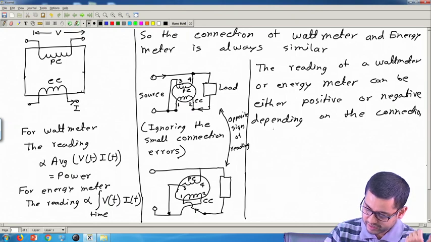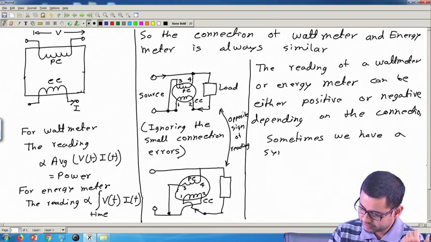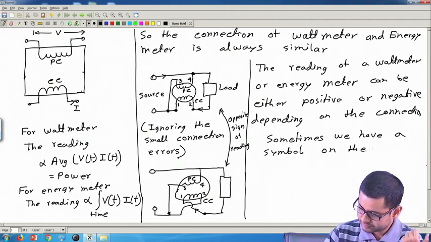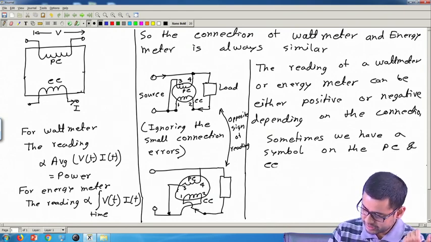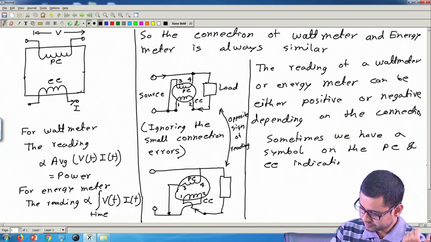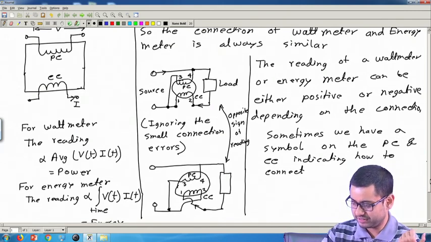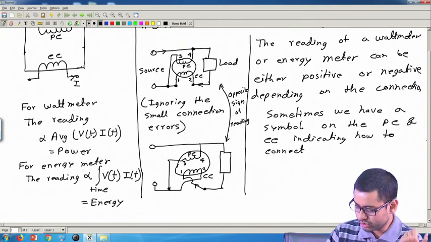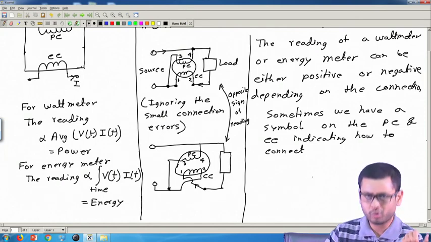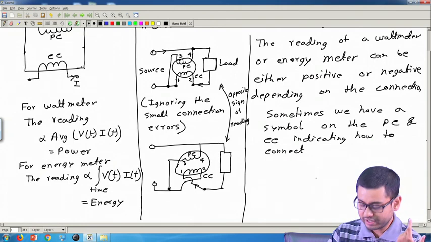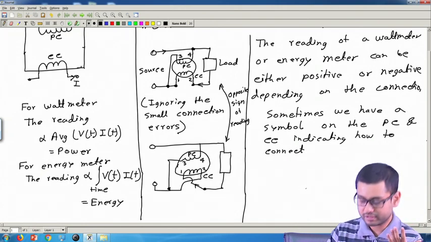Sometimes we have a symbol on this pressure and current coil, indicating how to connect. And this symbol and convention can vary. Different instruments have different conventions. So do not memorize this thing. This is only for our knowledge and common sense. The most important thing I was saying, in engineering, common sense is common sense. I'm just giving an example. Do not memorize it.